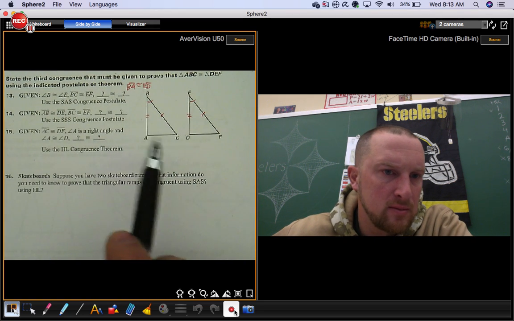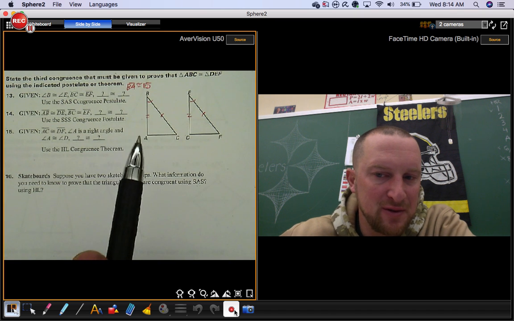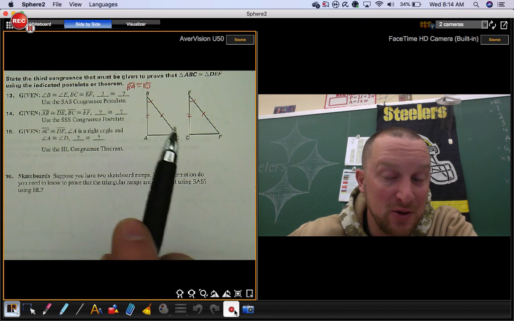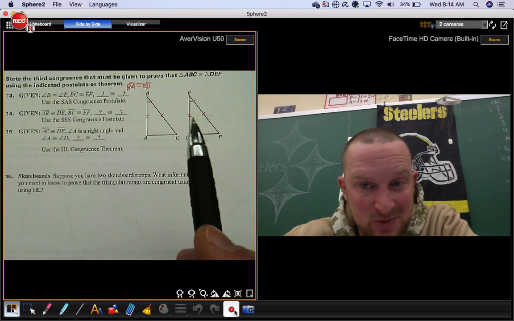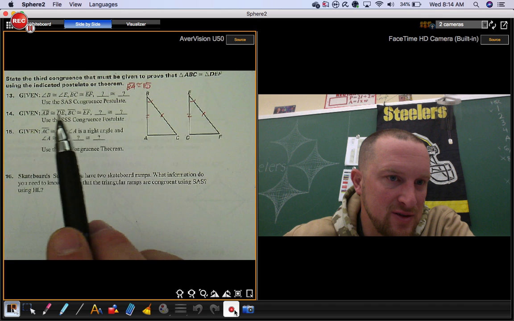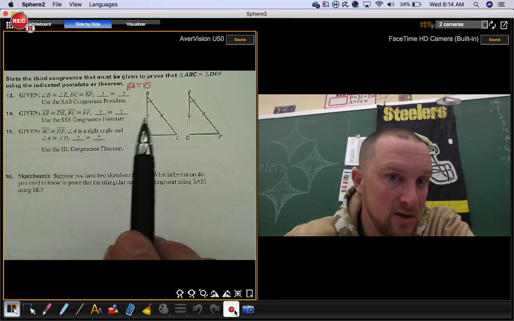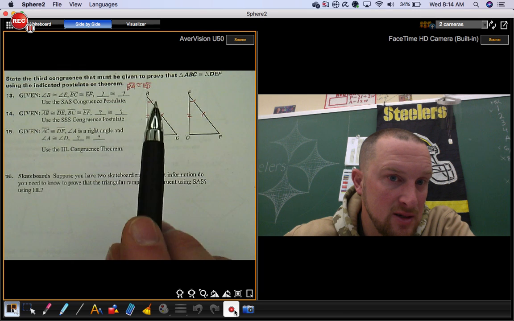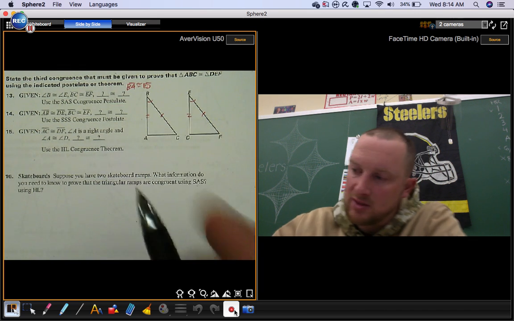Number 14, I kind of already made some marks on the picture, so that would be kind of confusing to look at. I could use a different color, or I could redraw the pictures, or I guess you could erase if you use pencil. I use pen. You want to use side, side, side here. Here's a pair of congruent sides, here's a pair of congruent sides, you need another pair of congruent sides. Okay, so segment AB congruent to segment DE, segment BC congruent to segment EF, you need segment AC to be congruent to segment DF.